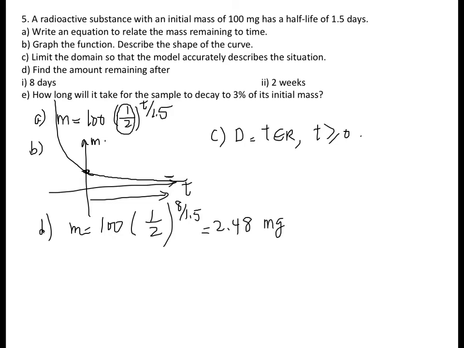The other one says after 2 weeks, so m is going to be 100 times 1 over 2. Now 2 weeks is going to be 2 times 7, which is 14 days. So it's going to be 14 over 1.5. If you evaluate this one, you get something like 0.16 milligram.